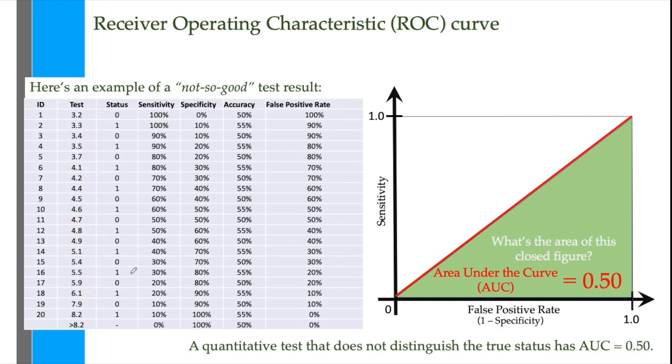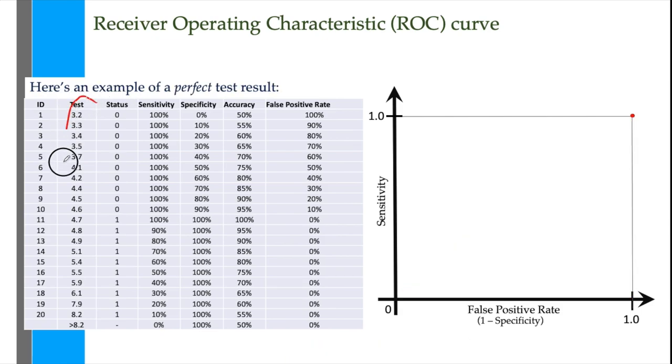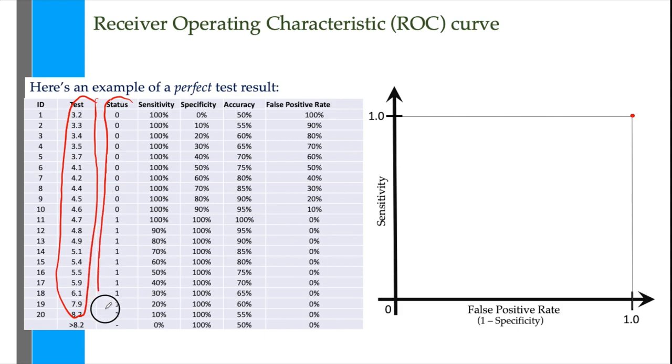Now let's see what a very good test result looks like. In this data, we still have the quantitative variables, but as you can see here, the status is very clear: those below 4.7 are negative for the disease, while those reaching at least 4.7 are positive for the disease. So in other words, it's clear here that the cutoff is at least 4.7. Given this, we compute for the sensitivity, specificity, accuracy, and false positive rate. And drawing its ROC curve, we're going to have this ROC curve.